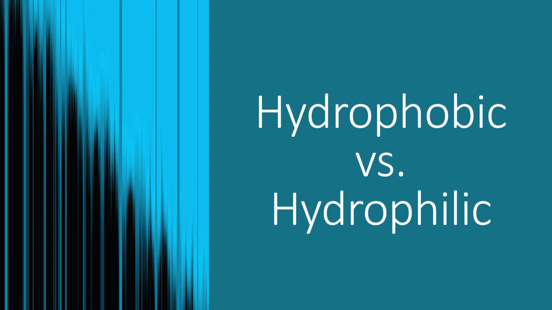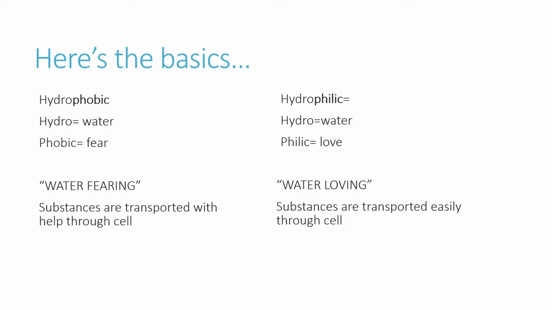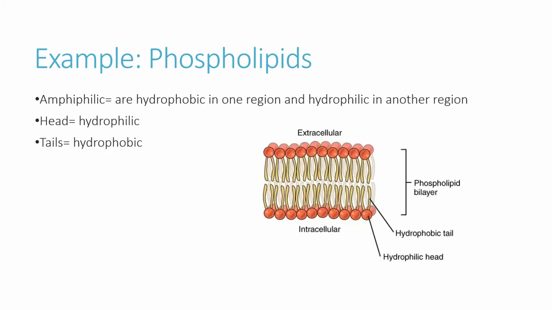Sometimes students have trouble with determining whether molecules are hydrophobic or hydrophilic, so I made this video in hopes of clearing it up. So let's start with the basics. Hydro means water, and phobic means fear, so together hydrophobic means water-fearing. Basically, this just means that these types of substances need help to move through a cell because they do not like water. On the other hand, philic means love, so hydrophilic means water-loving. So these substances are able to easily travel through the cell because they like water.